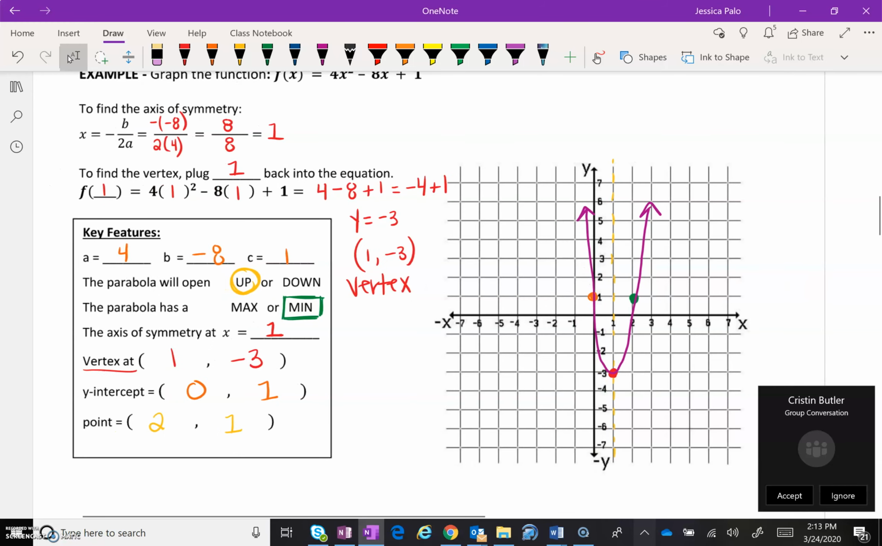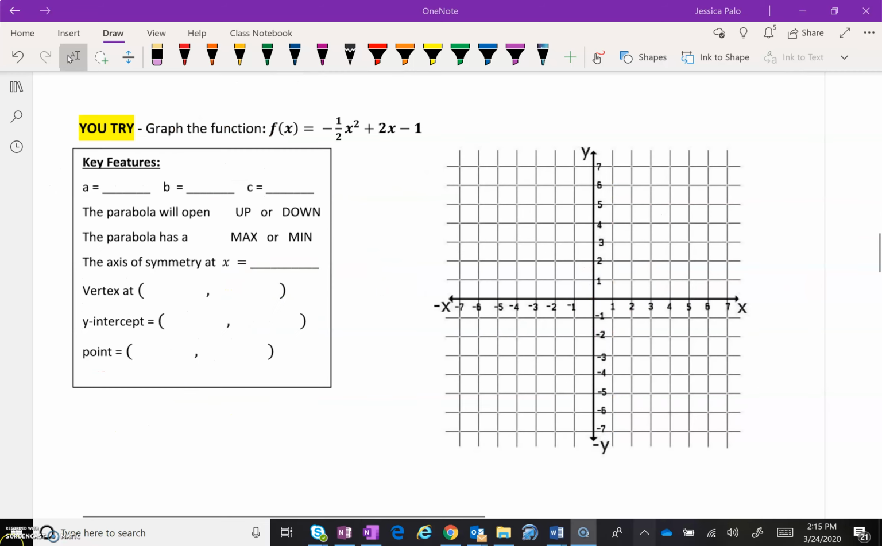Alright, why don't you try this one? The first thing you're going to do is find the axis of symmetry, use that to find the vertex, identify all the parts A, B, and C, determine whether or not it will open up, whether or not it has a max or a min, and then find another point that you can plot on this parabola. Pause the video and come back when you're finished.